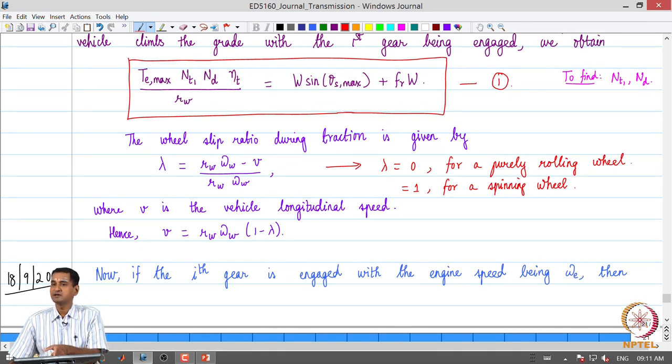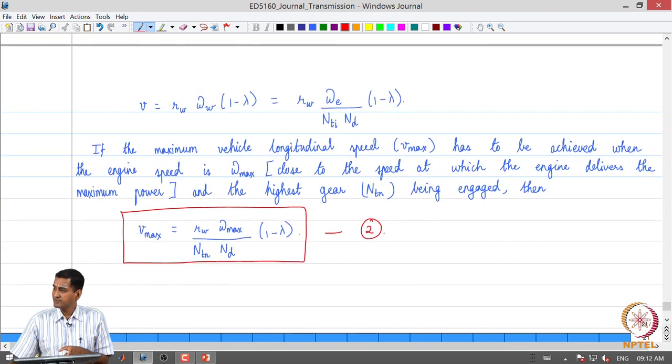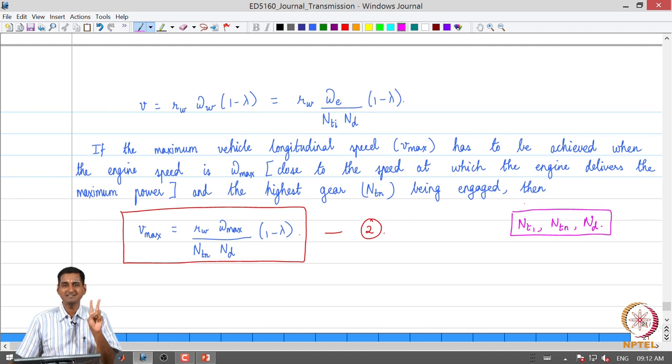So now we can observe that we have two equations: one from the gradability requirement, where we want the vehicle to be operated when the first gear is engaged, and one from the maximum speed requirement, where we engage the nth gear. There are two equations, but how many unknowns are there? We do not know NT1, we have to find NTN, and we have to find ND. So we have two equations and three unknowns. We are not done yet. We need to figure out how to address this problem and get the first cut values of these gear ratios.